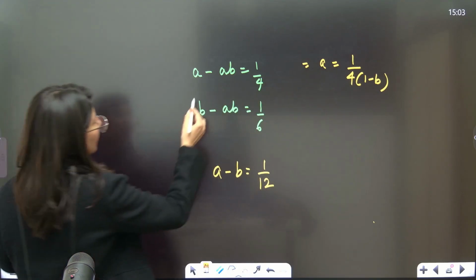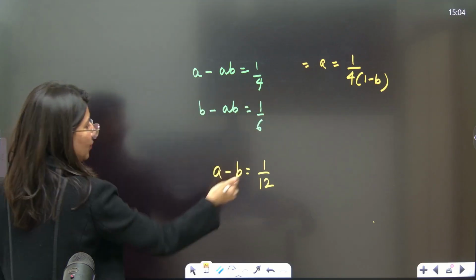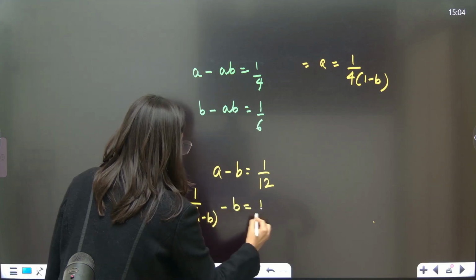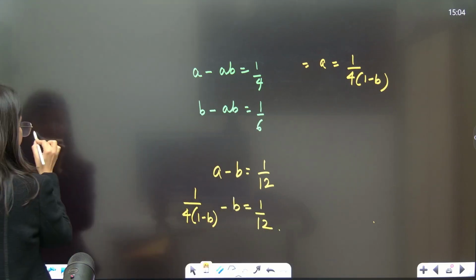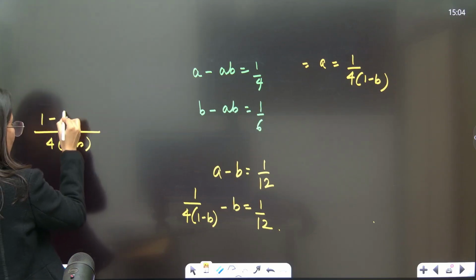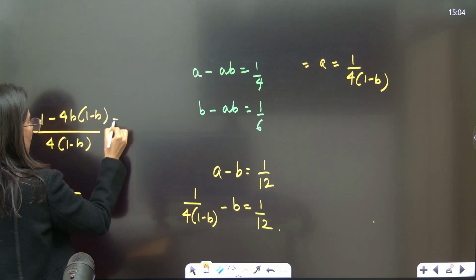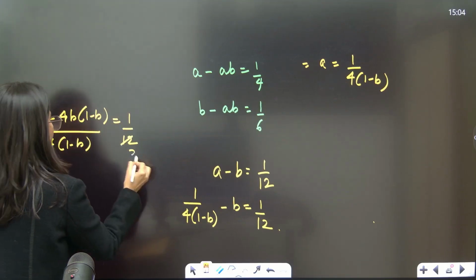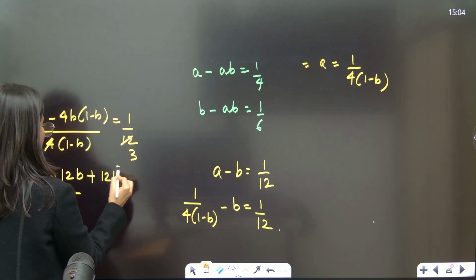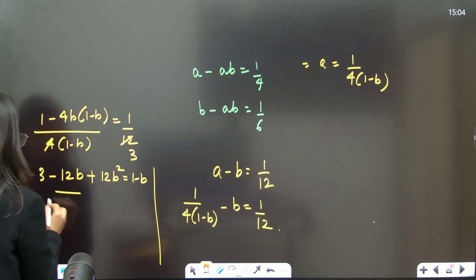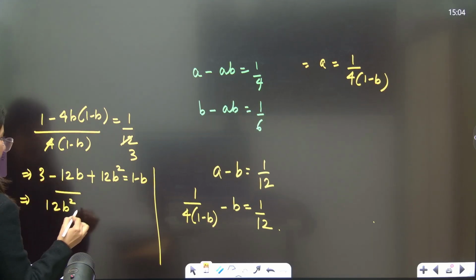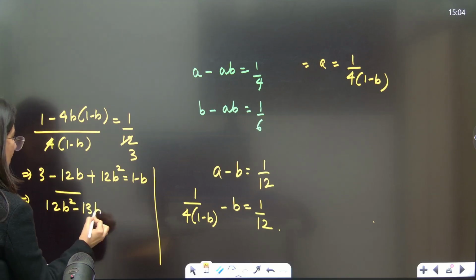Now, from here, A value, you can put it over here. 1 by 4, 1 minus B. Minus B is equals to 1 by 12. Okay? Take LCM. So, 4, 1 minus B, this is 1 minus 4B, 1 minus B is equals to 1 by 12. 4 1s are 4, 3s are. 3 minus 12B plus 12B square is equals to 1 minus B. Okay. So, now this is 12B square and this is your minus 13B plus 2.